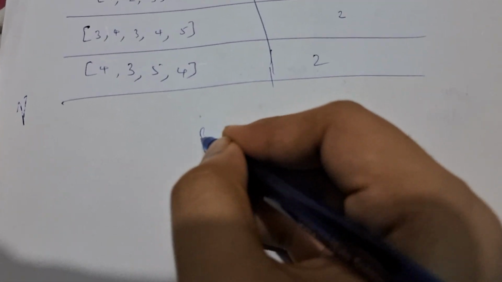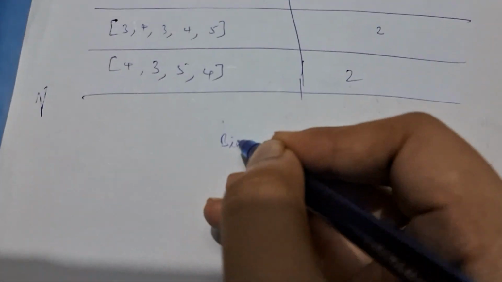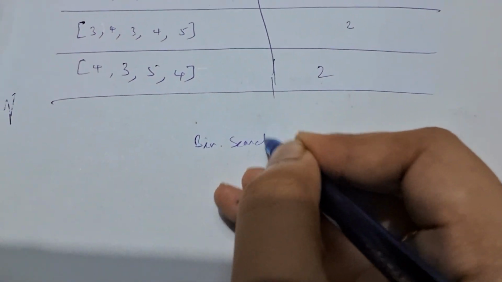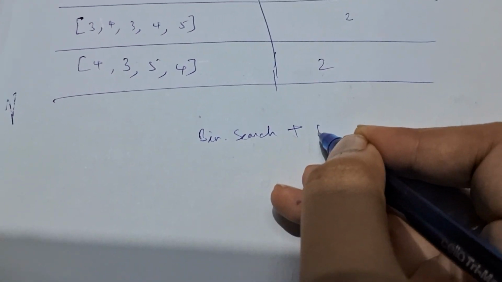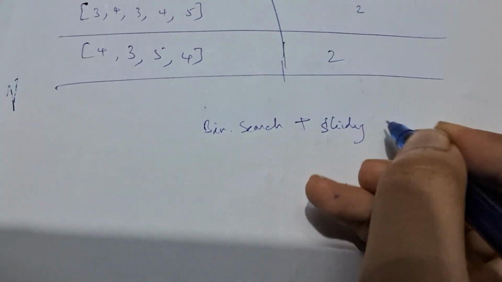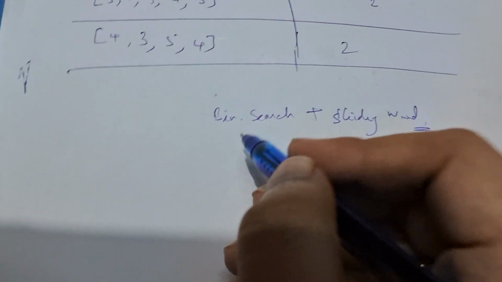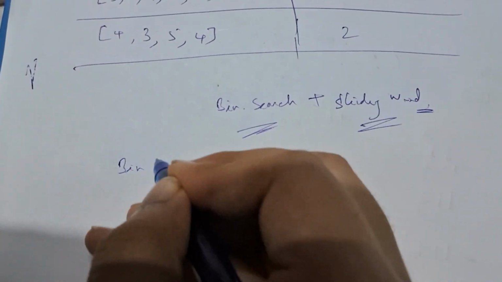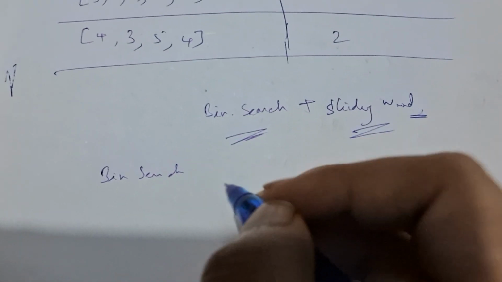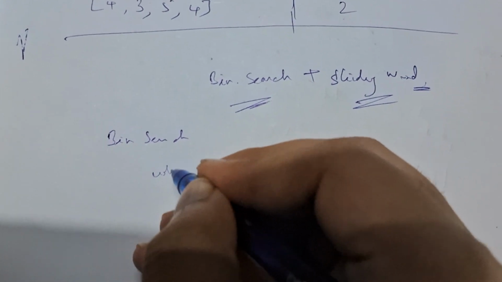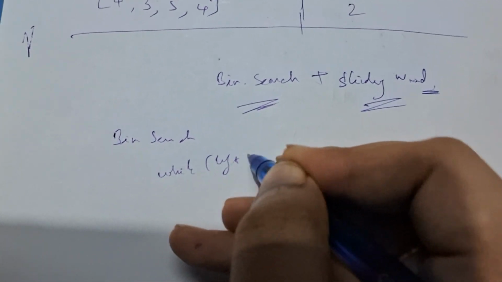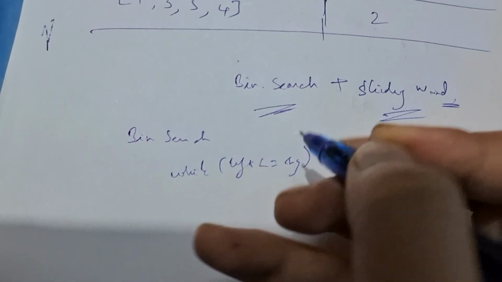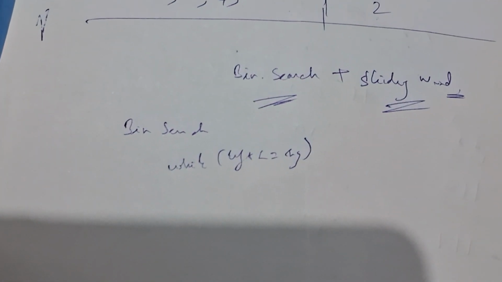So what you can do is, in this solution we need binary search and a sliding window. So how does the binary search look? It looks like: left, right, while left is less than or equal to right, somewhat like that.